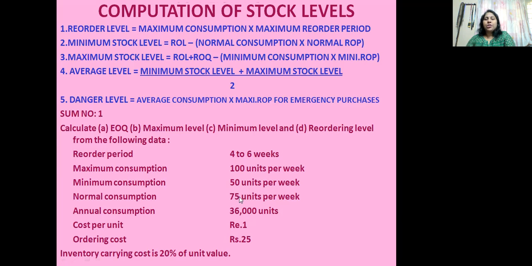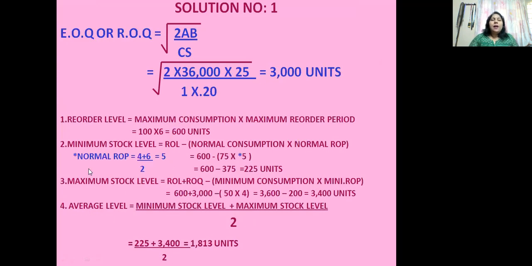So normal consumption is 75. So you see how I calculate the normal reorder period. 4 plus 6 divided by 2, 5 weeks is my normal reorder period. So as per the formula, reorder level is 600 minus normal consumption 75 into normal reorder period 5. So simplifying, you will get 600 minus 375, 225 units. Okay. Then I will go on to calculate the maximum stock level.